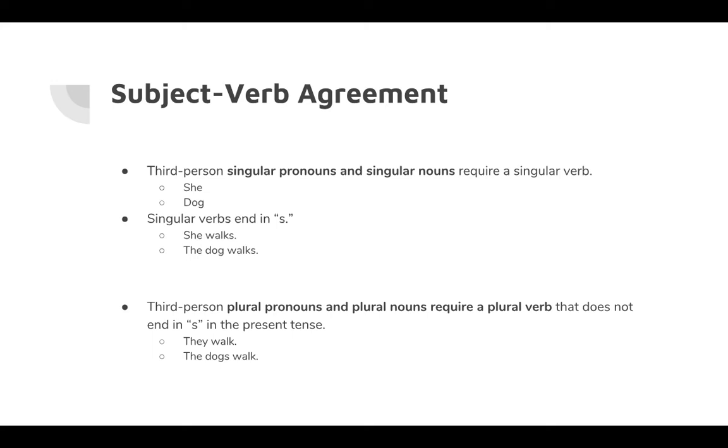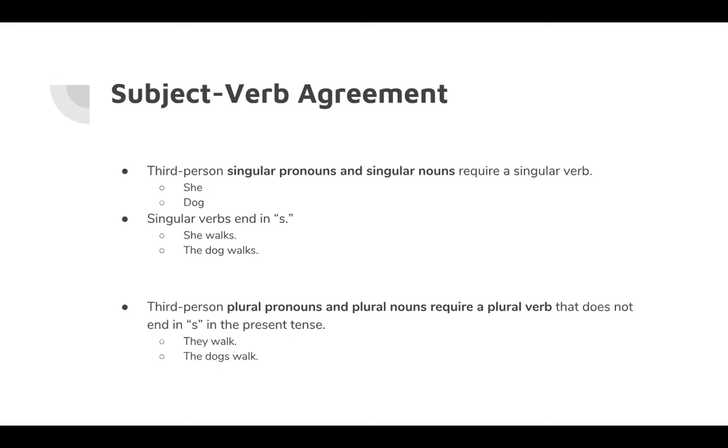When we are talking about agreement, there are 2 rules that we need to consider. Third person singular pronouns and singular nouns require a singular verb. Singular verbs end in S, so you can think of singular S. So she and dog are both singular nouns. They take singular verbs that end in S. She walks, the dog walks, right? Both of those are singular, so we think singular S. We need a verb that ends in S.